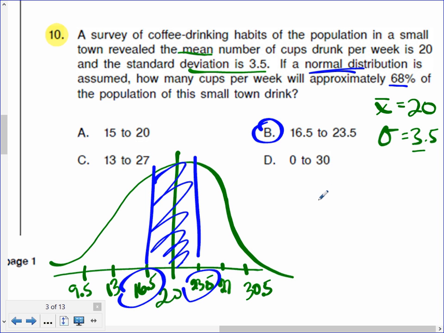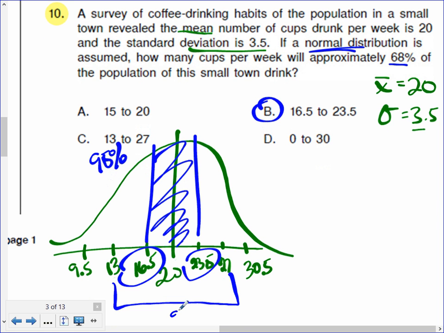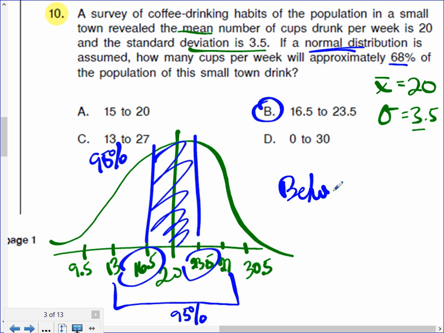You know, if the question had asked for 95%, the answer would be C, because 13 to 27 is 2 sections away. If the question had asked for 99.7%, the answer would be 9.5 to 30.5. If the question had asked you, listen carefully, what percent is between 23.5 and 27?